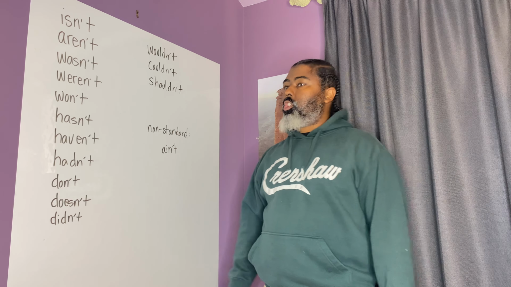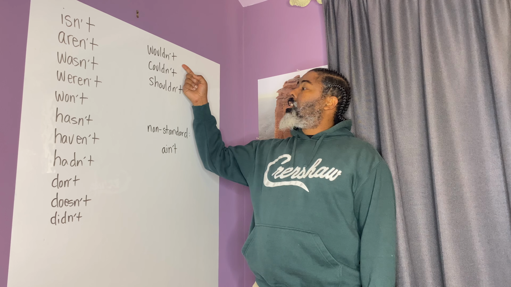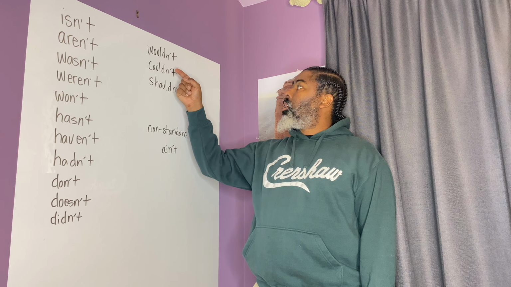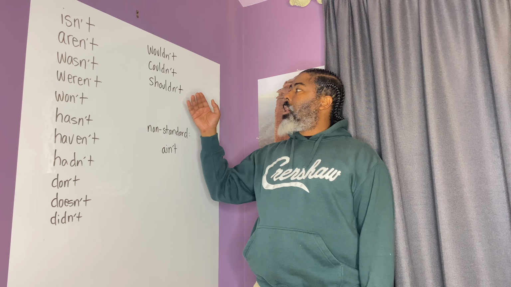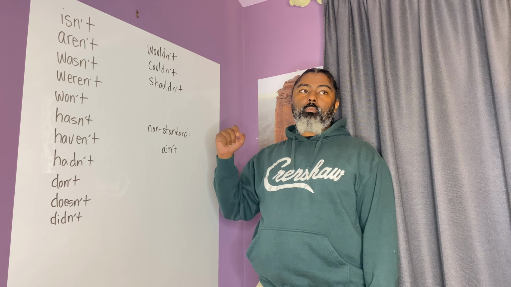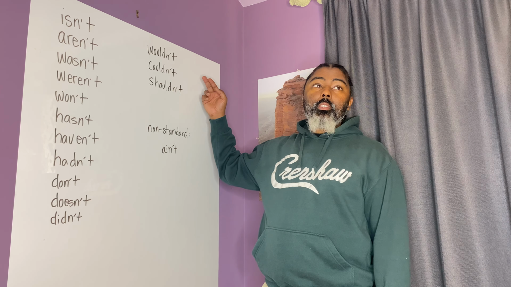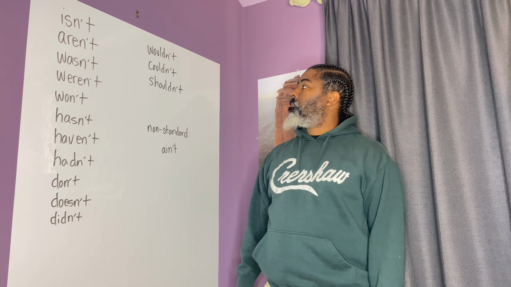Let's look at the conditionals. Would not, contracted, becomes wouldn't. Could not becomes couldn't, and should not becomes shouldn't. Okay? Again, wouldn't, couldn't, shouldn't.